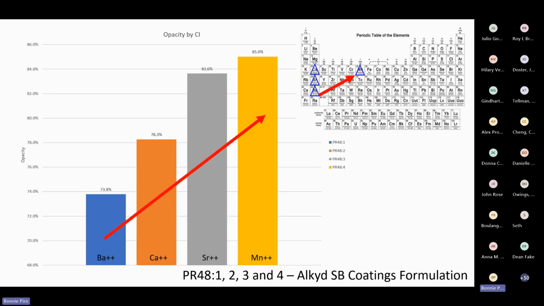Opacity is another area that I was interested in taking a look at. And here I found this quite interesting. If I move from the 48.1, the barium, through to the 48.4 on the periodic table, it takes the same shape here in the response by opacity as it would on the periodic table. So very interesting here that we move from one extreme essentially to the other extreme in terms of the periodic table, with the response being opacity.